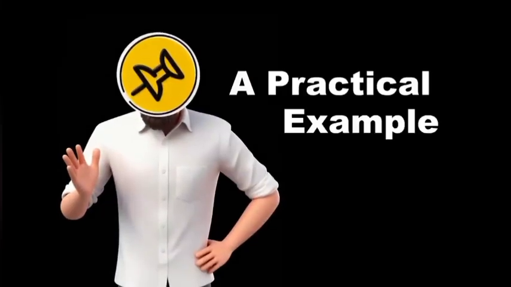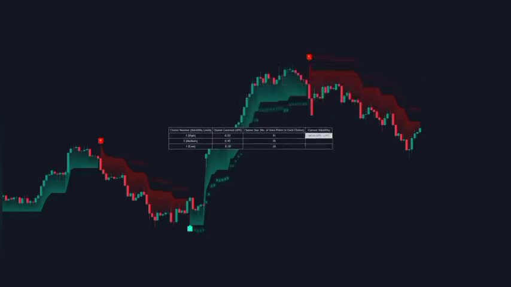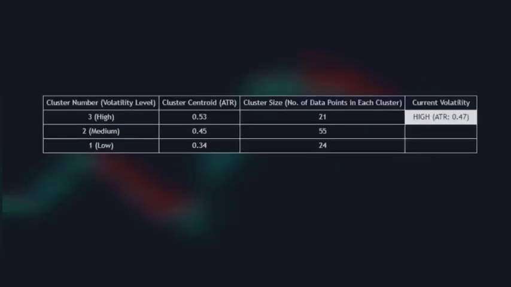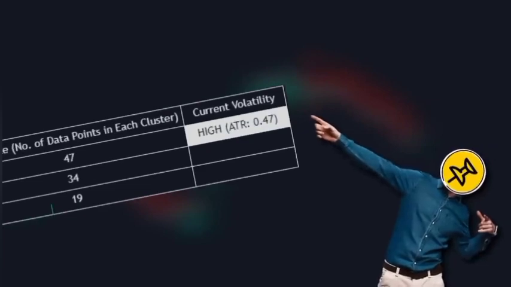Let me give you a practical example. In high volatility markets with cluster 3 showing up, you don't want to make buy or sell decisions if the cluster size for number 3 is the smallest on the table. Instead, make sure it's the largest of the 3 clusters before you pull the trigger. This table also displays the current volatility level for your convenience.